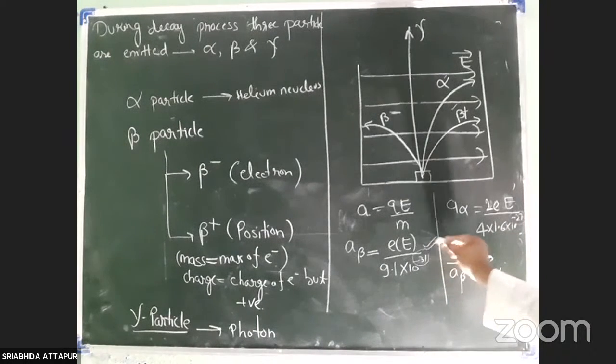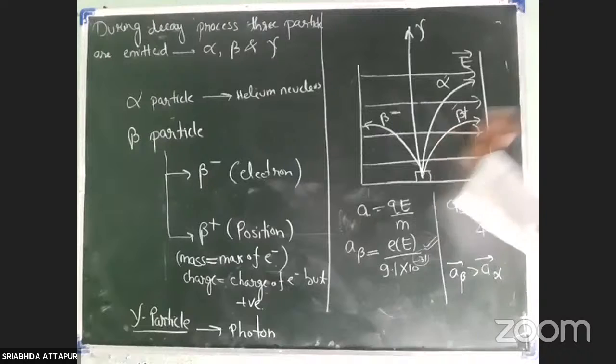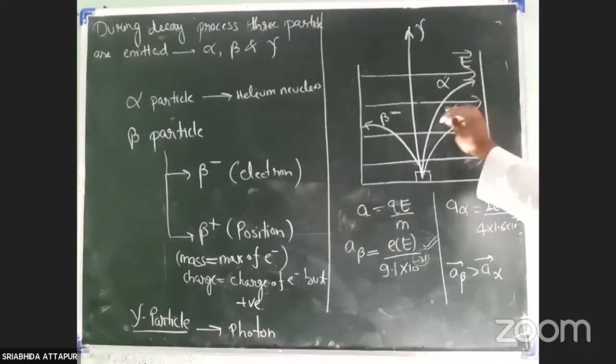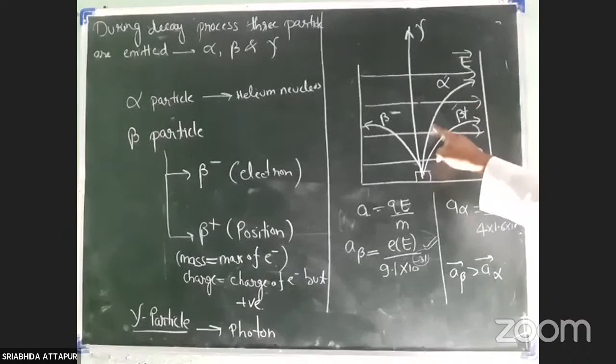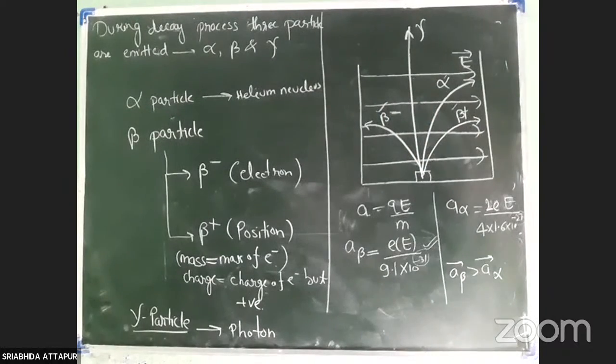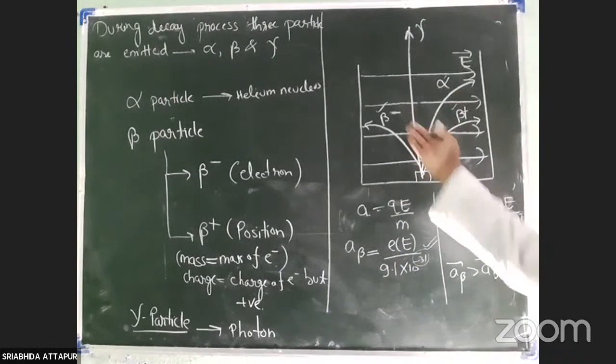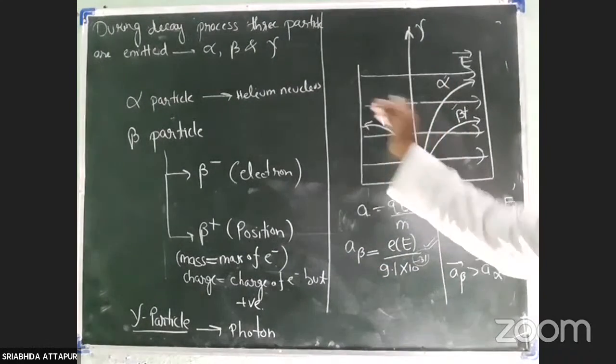So this becomes a higher magnitude. Therefore, the beta particle will accelerate more as compared to the alpha particle, so it will deviate more as compared to alpha. But if this beta is negative, the negative charge means the force will act opposite to the direction of the electric field. Therefore, it will go in this direction. This is what I told up till now, and after that, write down.